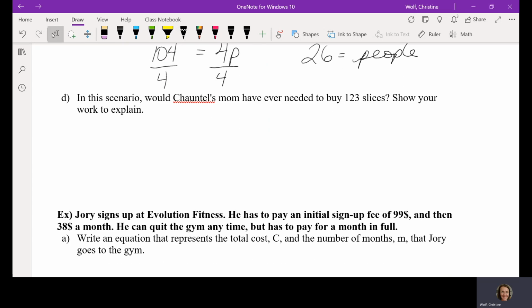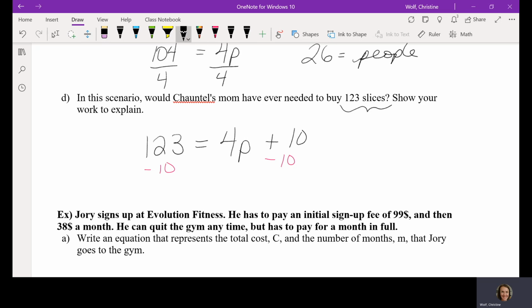In this scenario, would Chantel's mom have ever needed to buy 143 slices? So is it ever possible that the number of total slices she buys is 143? Well, let's plug that into our equation. I did 100 again. What am I doing? And let's see if it works out.